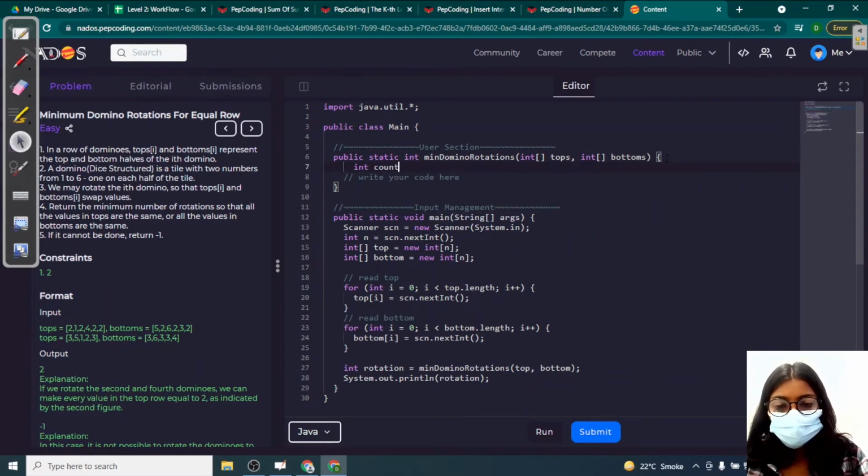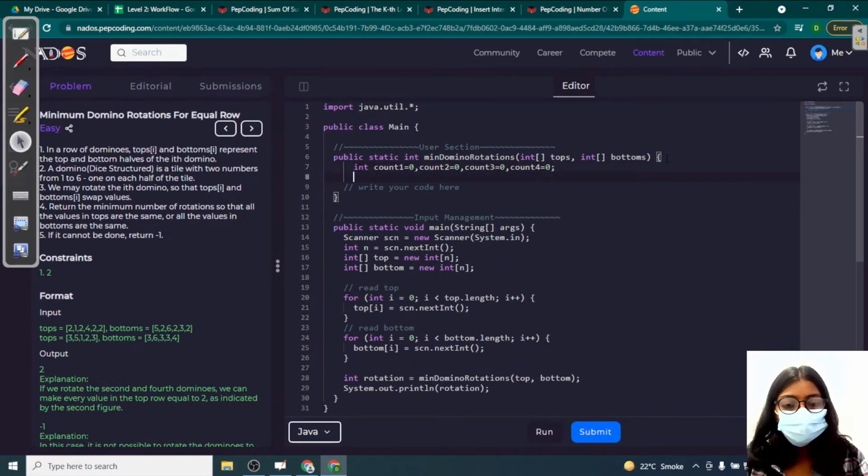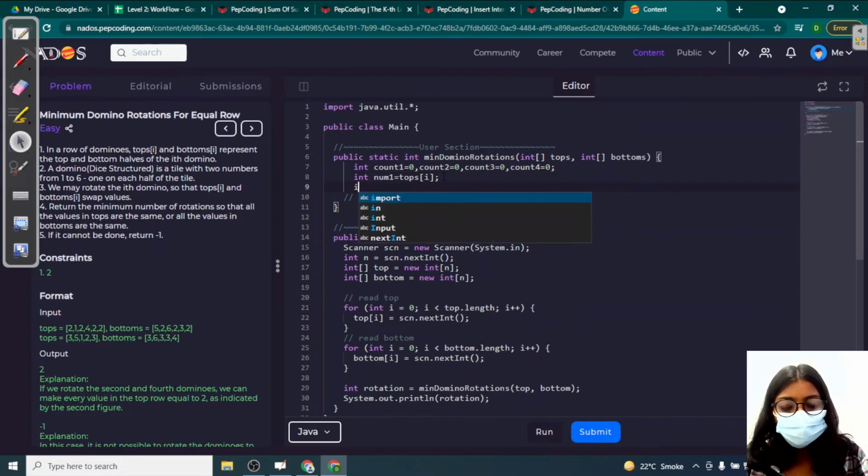First of all, int count 1 which is equal to 0, count 2 which is equal to 0, count 3 which is initially equal to 0, and count 4 which is also equal to 0. Now I will make number 1 which will be equal to my tops of I. Sorry, tops of I. And my number 2 to be bottoms of I.